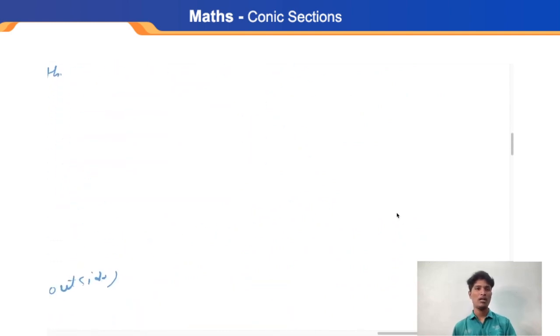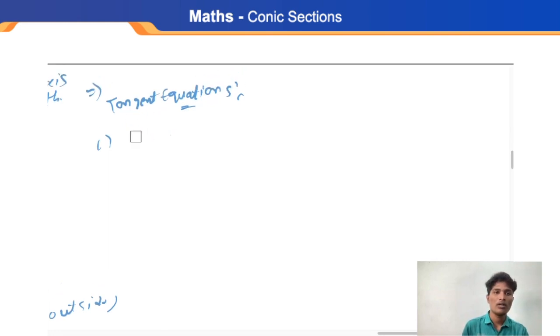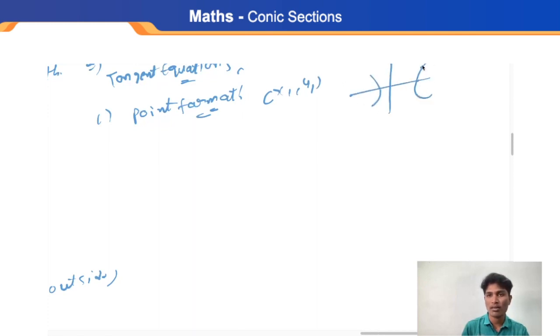Now I will discuss the important thing, that is the tangent equations, which are of three types. First is the point form, then the slope form. When a point x1, y1 is given on the hyperbola, suppose this is a point x1 comma y1, and I have to draw the tangent here. What can I do? I can draw the tangent.